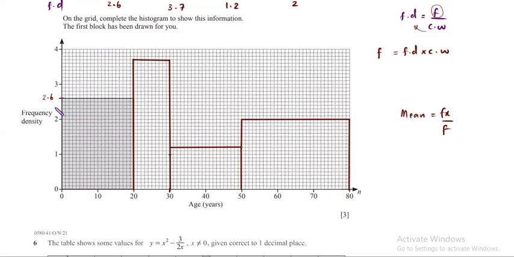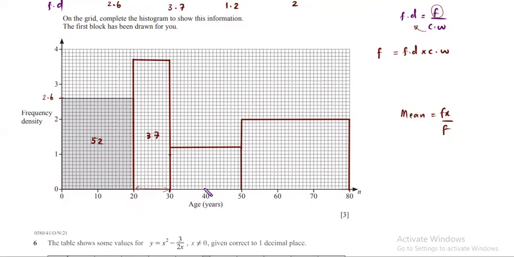So in that case, we have the frequency density on the y-axis and class width on the x-axis, so I need to multiply them. It's like I need to calculate the area of each of these bars to calculate the frequency. So here we have 2.6 and then 20. I need to multiply 2.6 and 20 together, which gives us 52. Then the next one is 20 to 30. Here the distance I have is 10, so I need to multiply 10 by the height, which is 3.7. 3.7 times 10 is going to be 37.